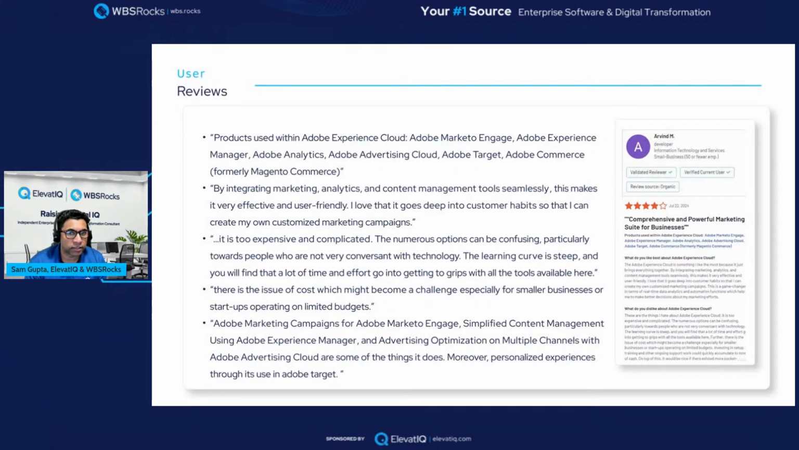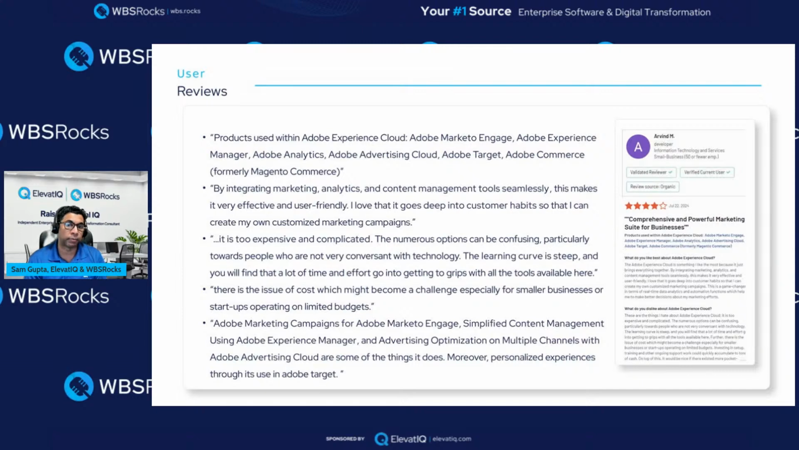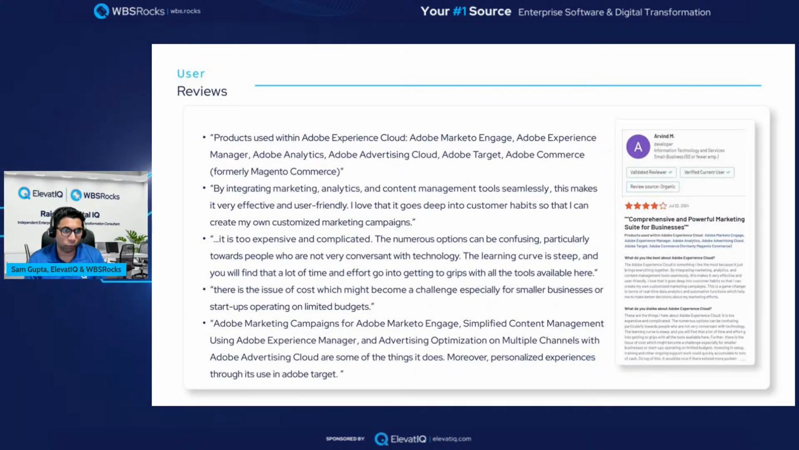It is too expensive and complicated. The numerous options can be confusing, particularly towards people who are not very conversant with technology. So again, when you are dealing with the enterprise products, you are probably going to have these issues. So again, dedicate some time for training, budget for training. You are probably going to need that.